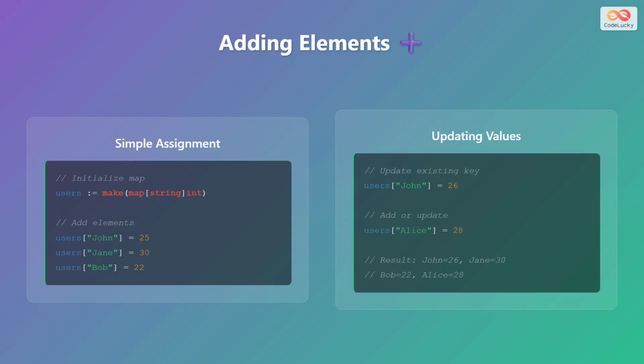You can also update the values of existing keys in a map. To update an existing key, simply assign a new value to it. For example, users["John"] = 26. To add a new key value pair or update an existing one, use the same assignment syntax. For example, users["Alice"] = 28. After these operations, the map users will contain the following key value pairs: John equals 26, Jane equals 30, Bob equals 22, and Alice equals 28.